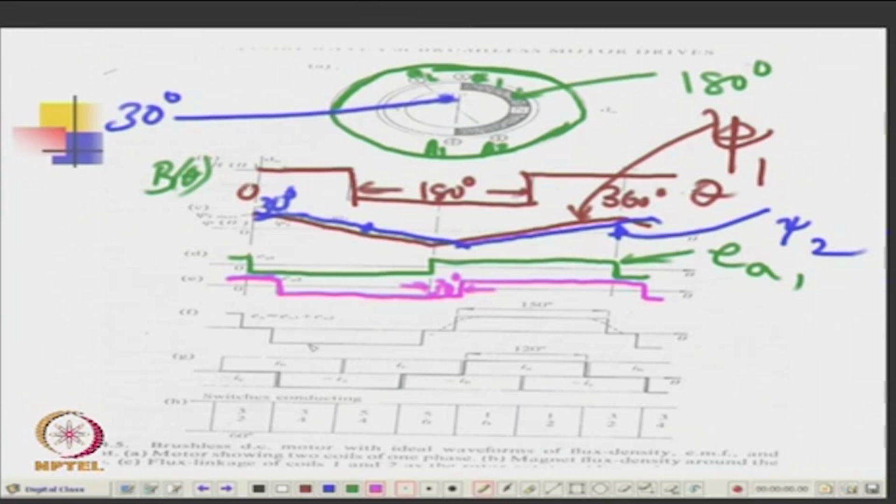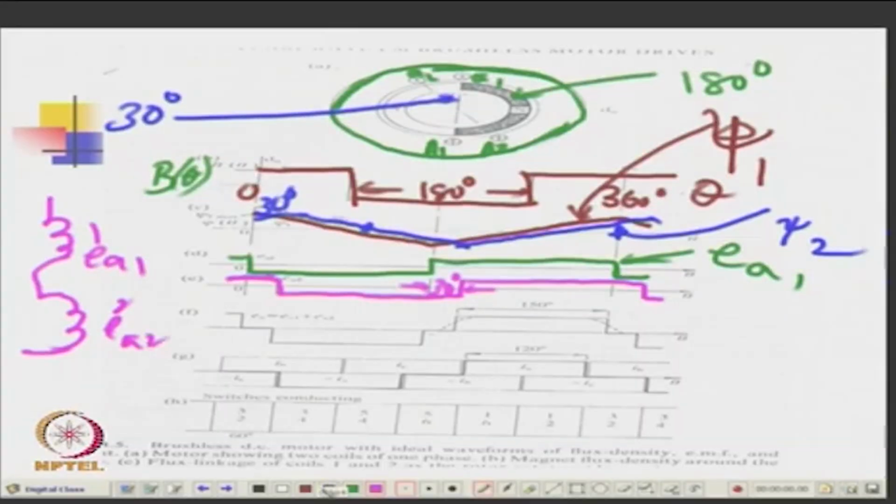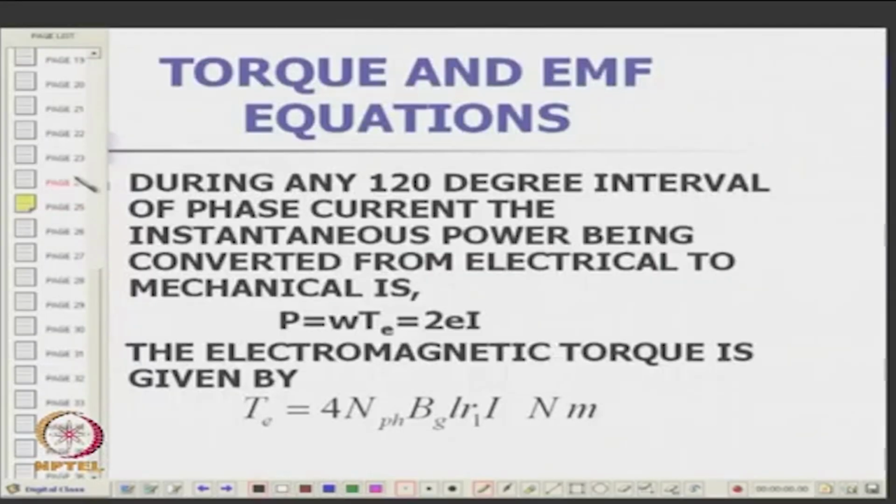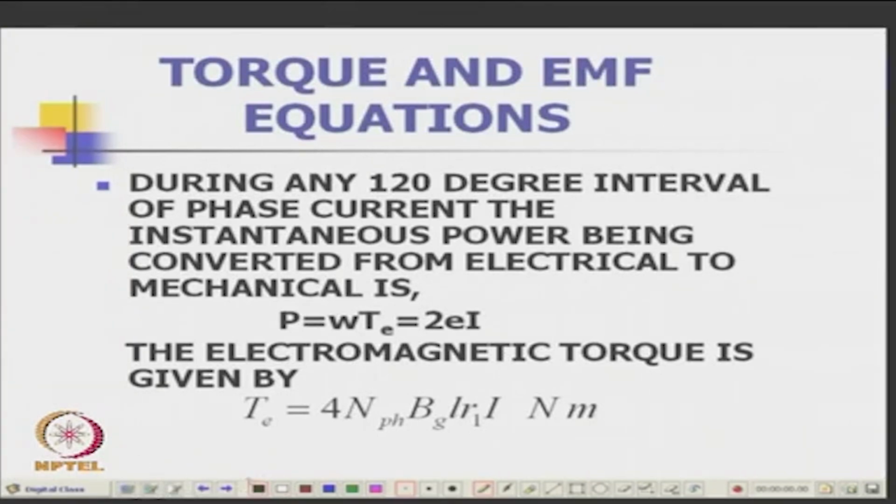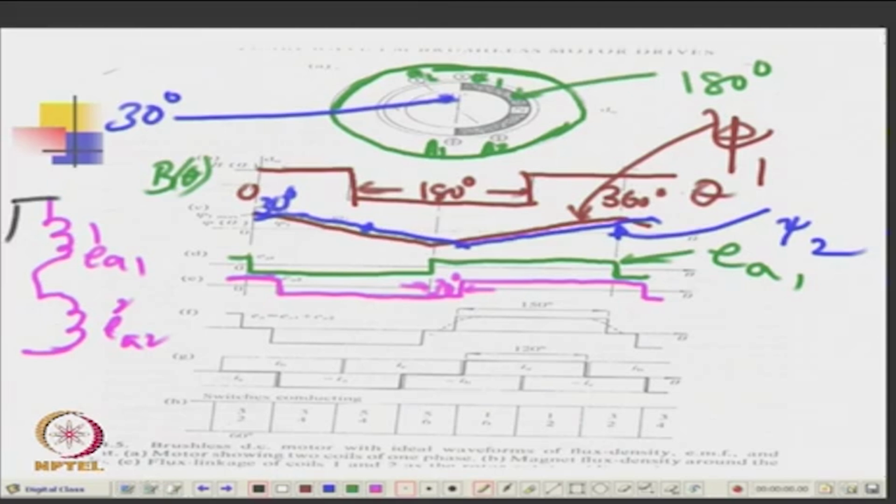Now, if there are two coils, EA1 and EA2, and you connect them in series, then what will happen? This will be EA1 plus EA2. So, that is somewhere here.